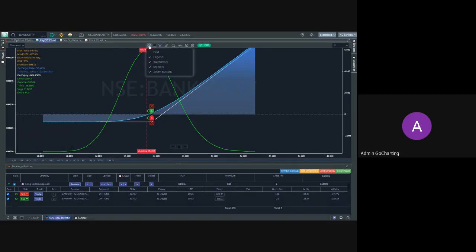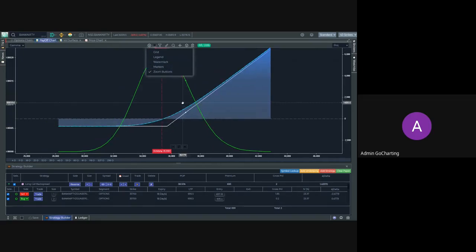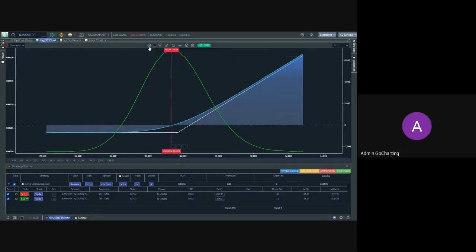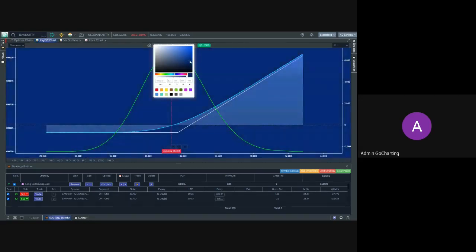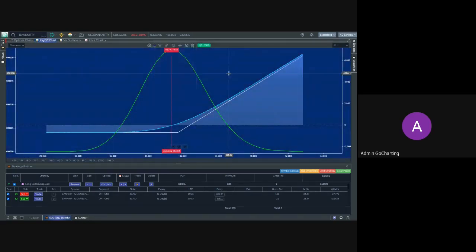You do have the ability to make certain changes to your chart. You can add grid lines, you can remove the legends, which are these tool tips, you can remove the watermark, which I have in here, and you can remove these markers if you are not accustomed to them. And then the zoom buttons, which I have just mentioned, enable you to zoom in. And this color button really helps you customize your chart the way you want to see it.